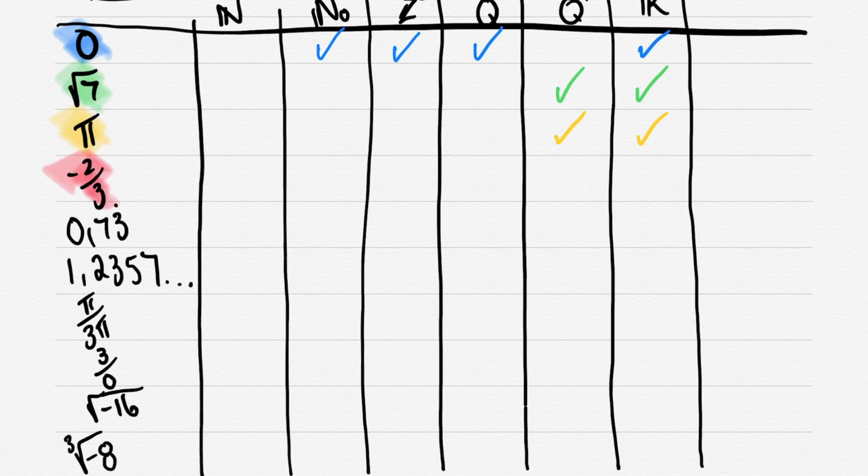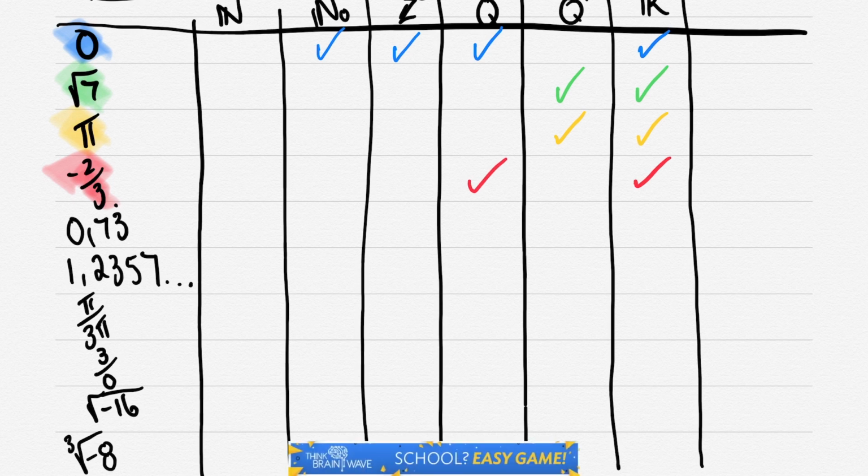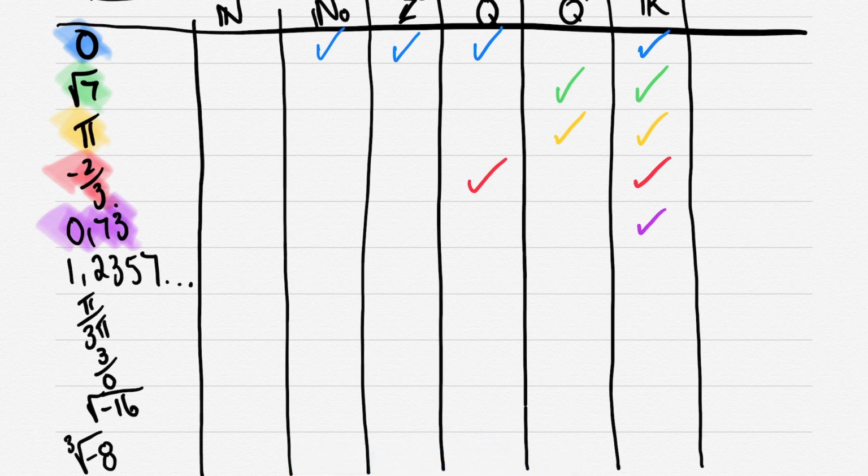Now, minus 2 over 3. Is it real? 100%. Is it irrational? Perhaps. But it's definitely terminating, okay? So you've got 0.66. Is it an integer? No. And if it's not an integer, it can't be a whole and a natural. So let's do 0.73. That is somewhat recurring, so 0.733. Is it real? 100%. Is it terminating? Yes. Is it an integer? No. And if it's not an integer, it's not a whole and it's not a natural.